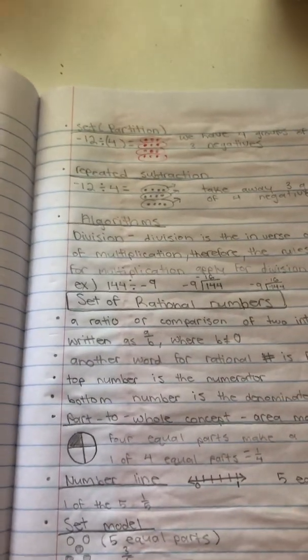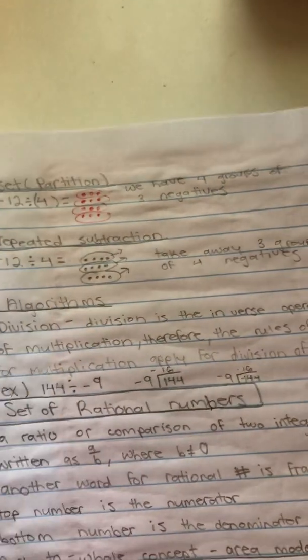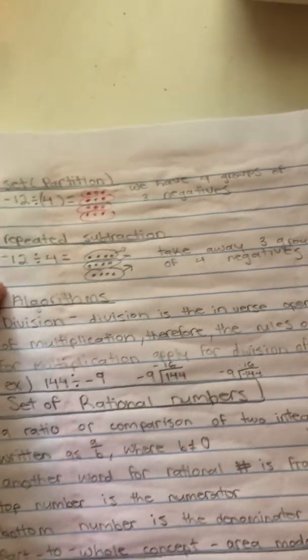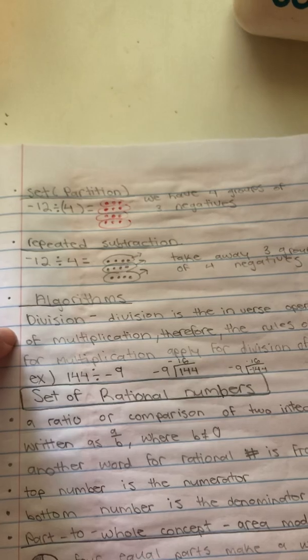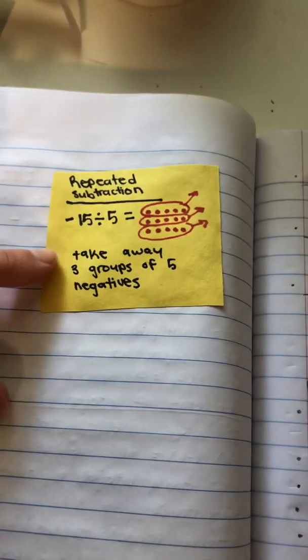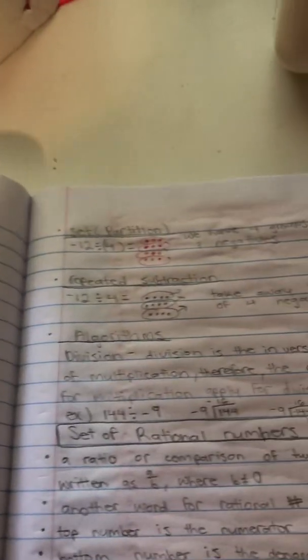And on page 41 it wraps up with the set and the repeated subtraction examples and the algorithms of division. And then over here is an example of the repeated subtraction for the division of integers, and that ends on page 41.